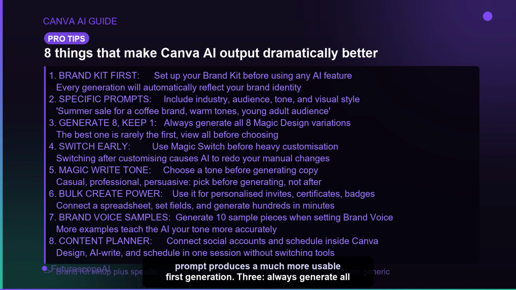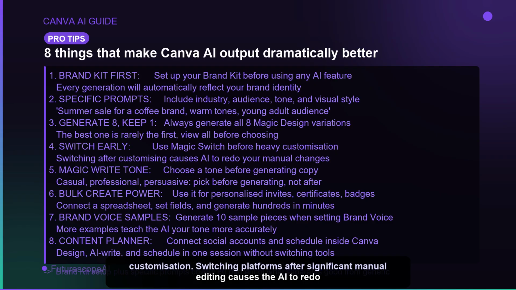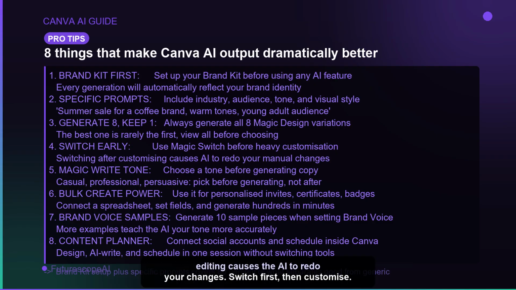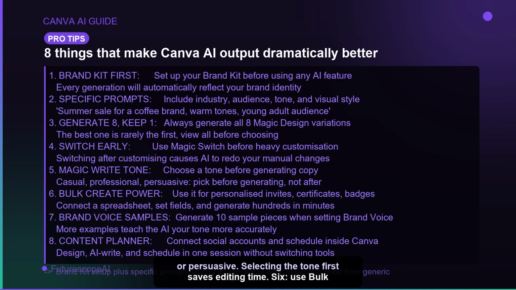3. Always generate all 8 Magic Design variations before choosing. The best result is rarely the first one displayed. 4. Use Magic Switch before you do any heavy customization. Switching platforms after significant manual editing causes the AI to redo your changes. Switch first, then customize. 5. Choose a tone in Magic Write before generating copy. Casual, professional, or persuasive. Selecting the tone first saves editing time.